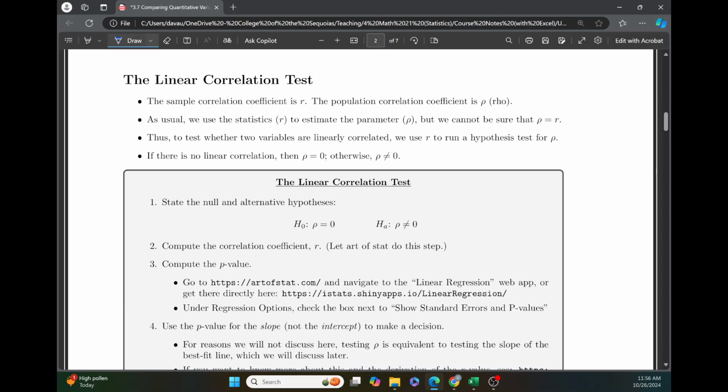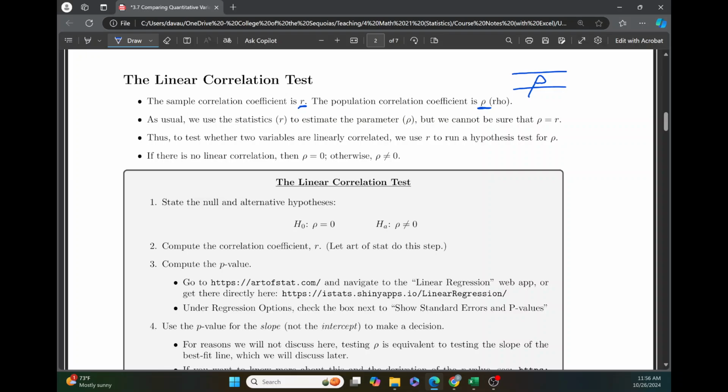The sample correlation coefficient is R, as we have already introduced. The population correlation coefficient is this letter. It looks kind of like a P, but it's kind of slanted. You would write it kind of like this. Okay? And that's the Greek letter rho. If we were writing this on lined paper, right, it would look kind of like that. So this is the Greek letter rho.